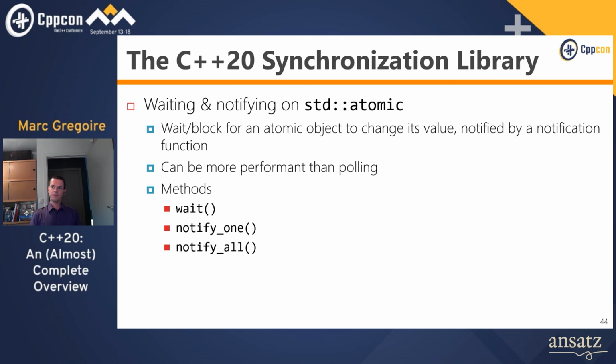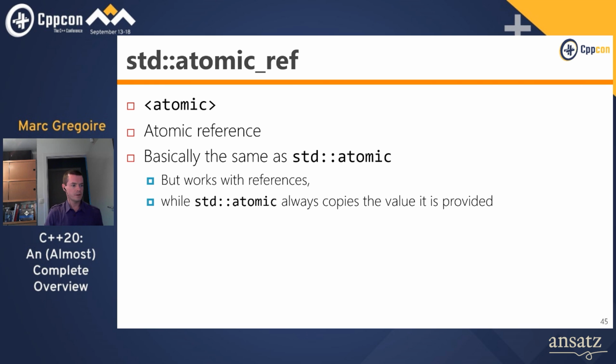We also have support for atomic reference now. So std::atomic has been augmented with 3 new methods, wait, notify_one, and notify_all, and they allow you to wait for an atomic object to change its value, and this is more performant than polling. And finally, atomic reference. Basically, it's the same as a std::atomic, but it works with references, while a std::atomic always copies the value that it is provided. So in certain cases, atomic reference can be more efficient.